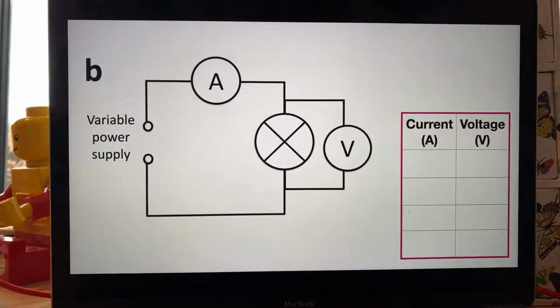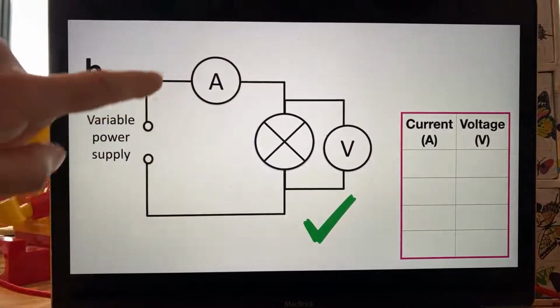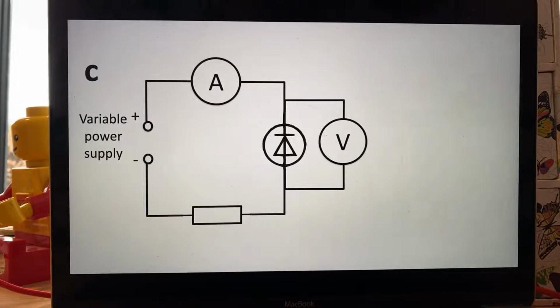You've got a variable power supply this time, an ammeter in series, a bulb in series, and you're measuring the voltage across the bulb. Are you going to be able to plot a good graph from that? 3, 2, 1. Yeah, fine, isn't it? Just change the voltage, and that'll change the current, change how much the current is pushed through. Yeah, great.